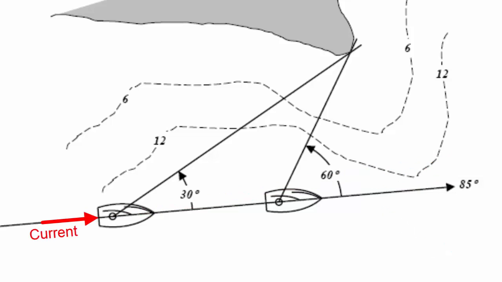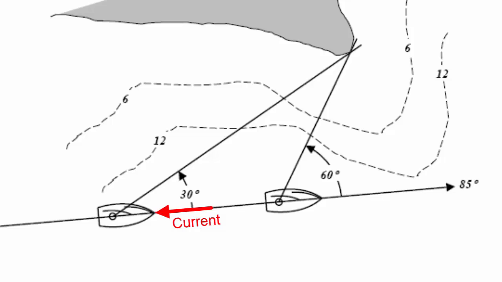Also, following current will reduce the log measurement, or speed times time measurement, of our distance traveled and thereby reduce our estimate of the distance to the point of land. This means that with the following current, we will actually be further from the point of land than indicated by the bow angle data and the calculations.